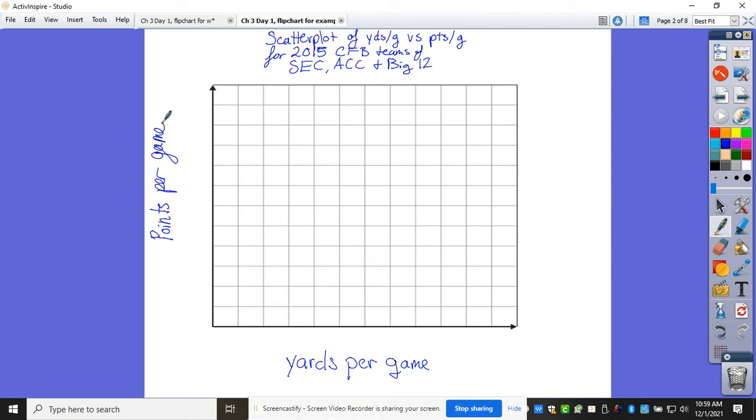So for our yards per game, what numbers am I going to use to figure out what I have to cover? I want to find the highest and lowest. So let's look real quick. What's our lowest yards per game? 276. What's our highest? 605. So we definitely have to cover those.